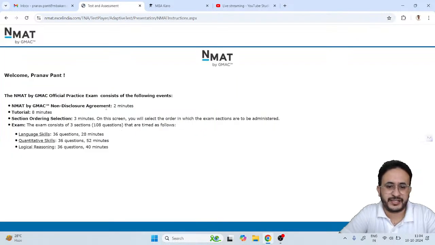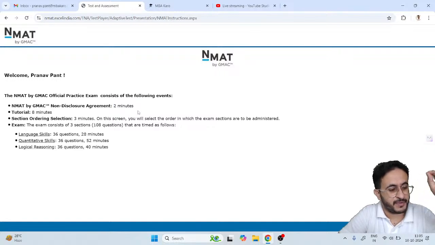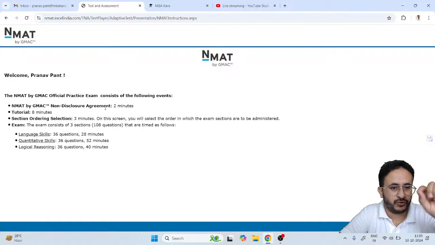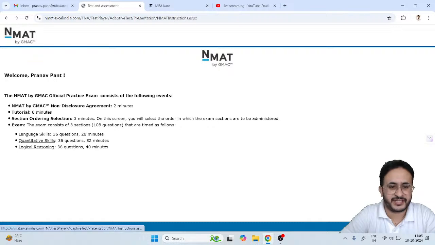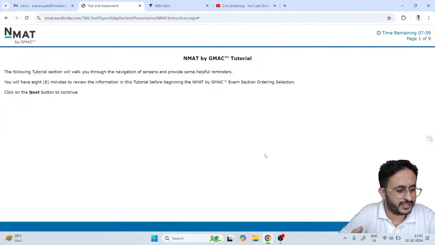Okay. So initially you get this non-disclosure agreement. It gives you 2 minutes to read this and sign this. Remember, a very important thing: in the actual examination, if you do not click on next within 2 minutes, your exam gets cancelled. So obviously you do not need to read everything in detail, just mark next. Whatever is there, just click I agree and move on. No need to read it completely. You have to finish the process within the given time. So it's 2 minutes and 8 minutes, that's what they have. It says that you have 8 minutes to review the information.